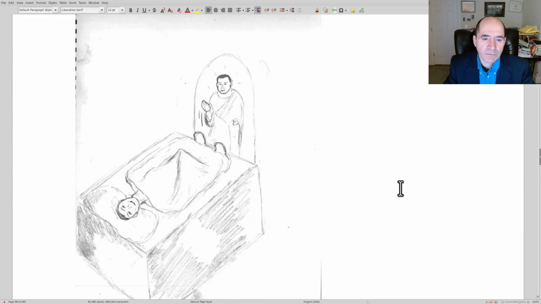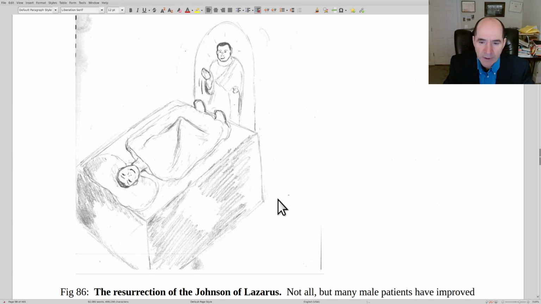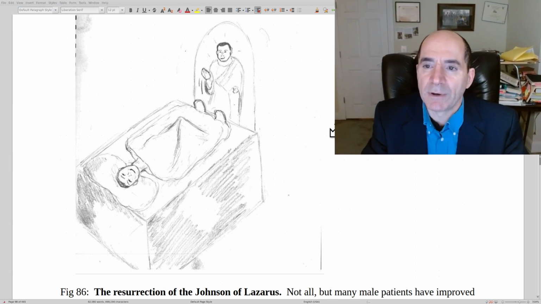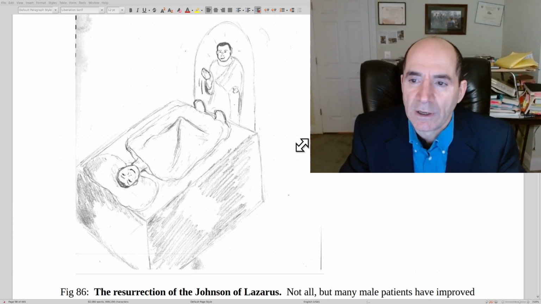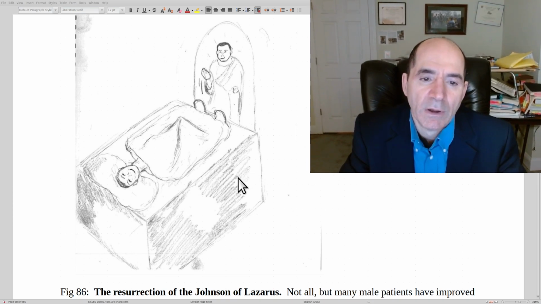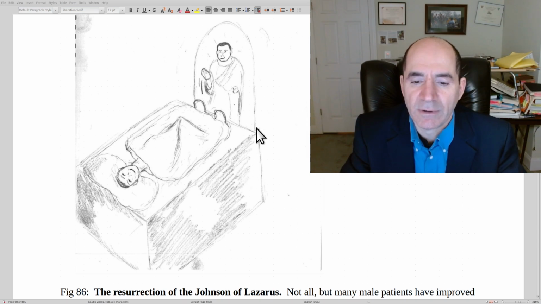Okay, then here's a little bit of a joke. This is the story of atherosclerosis, which is what causes impotence. Usually it's the most common cause. You plug up the arteries to the Johnson, and then you can't get an erection. So this is the resurrection of the Johnson of Lazarus.